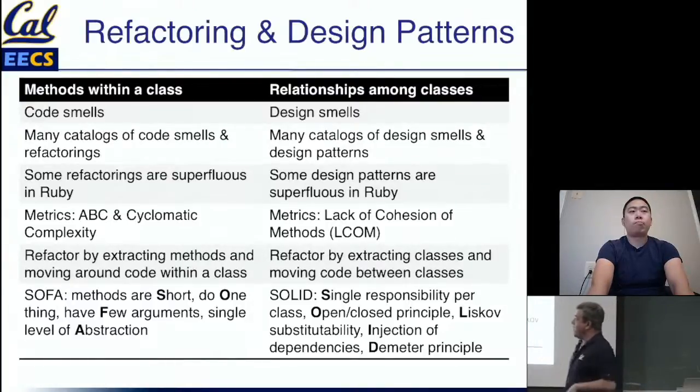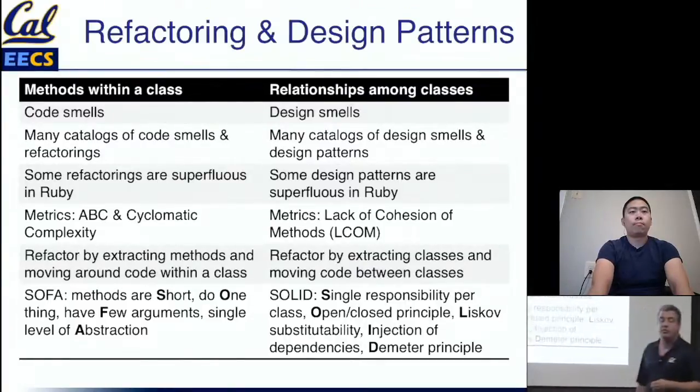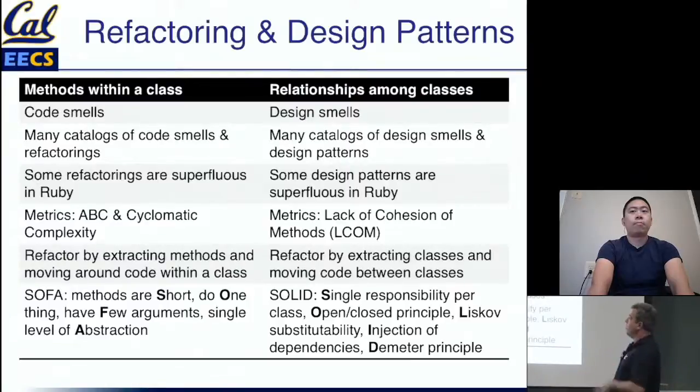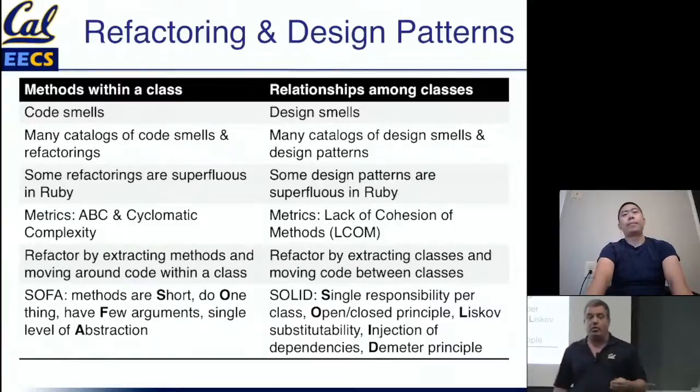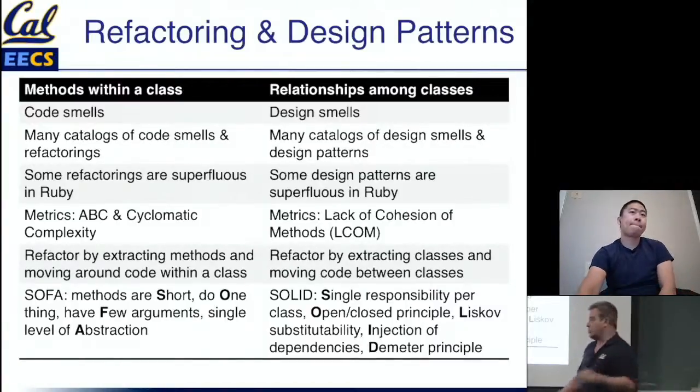There are metrics. We talked about assignment branch condition and cyclomatic complexity for measuring functions. We're going to talk about a couple of metrics, including LCOM, lack of cohesion of methods, that are a quantitative tip-off to one of the SOLID principles being violated. In both cases, there are refactorings that can help fix the structure of the code.